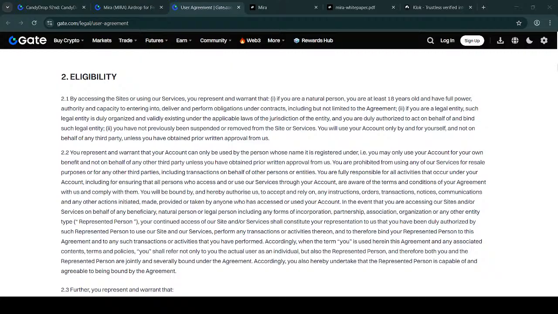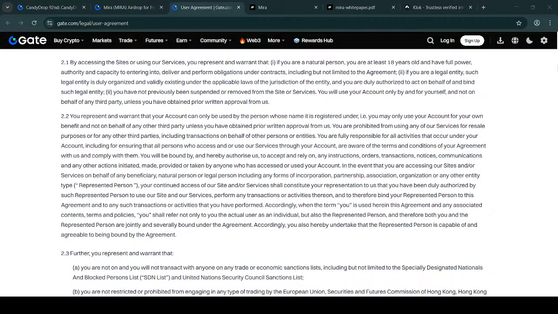You represent and warrant that your account can only be used by the person whose name it is registered under. You may only use your account for your own benefit and not on behalf of any other third party unless you have obtained prior written approval. You are forbidden from using our service for resale for the purpose of any third parties, including transactions on behalf of other persons. You are fully responsible for the activities on that account.